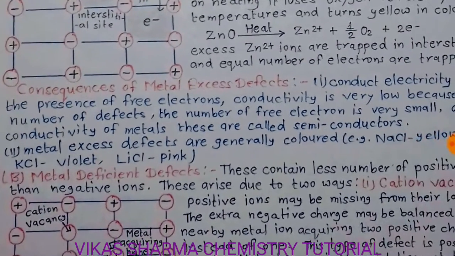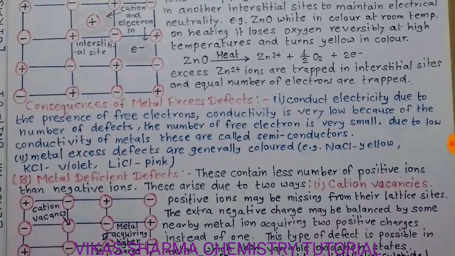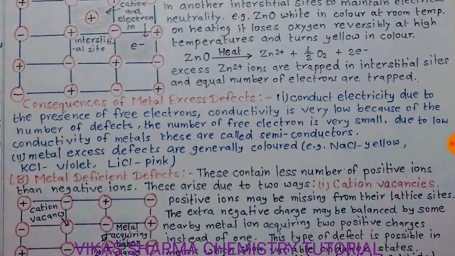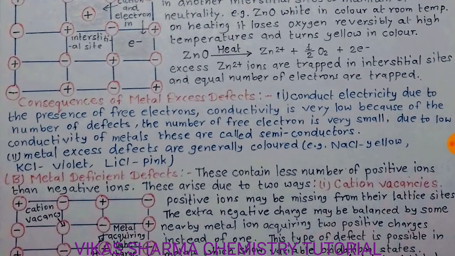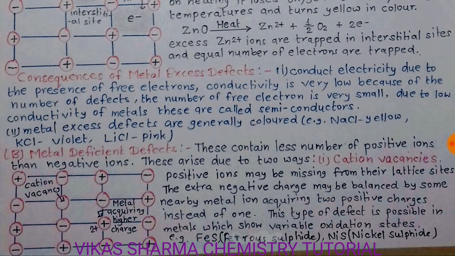So student, consequences of metal excess defect. First one, they conduct electricity due to the presence of free electrons. Conductivity is very low because of the small number of defects, so the number of free electrons is very small. Due to this low conductivity compared to metals, these are called semiconductors. Second one, metal excess defects are generally colored. Example, NaCl is yellow, potassium chloride is violet and lithium chloride is pink.